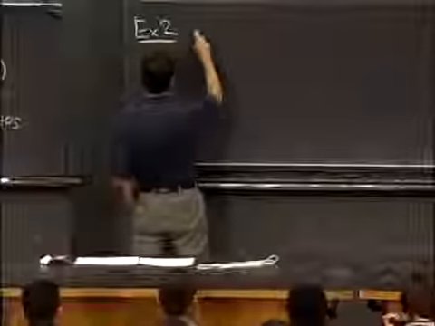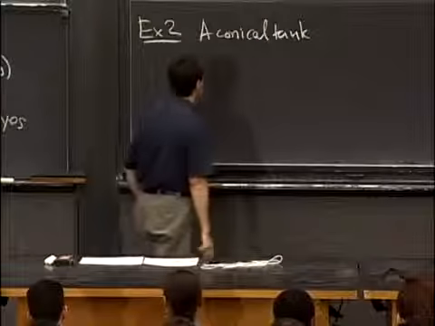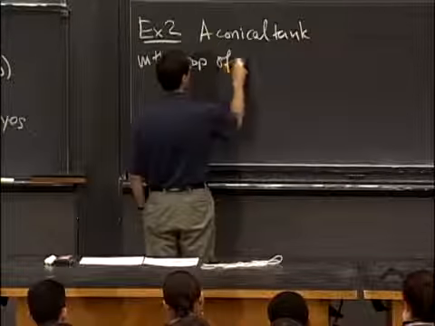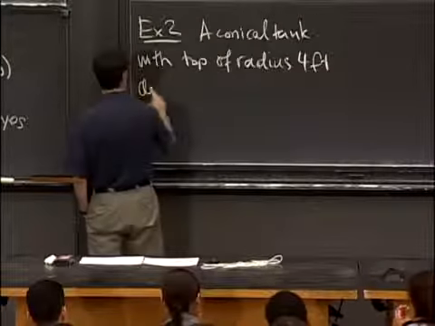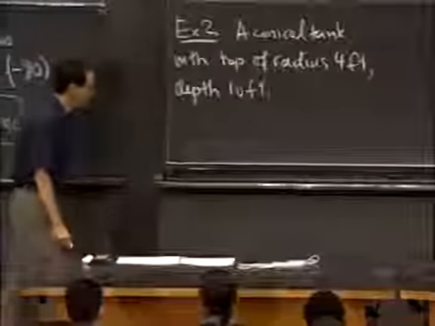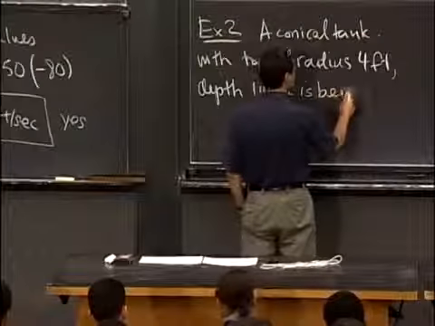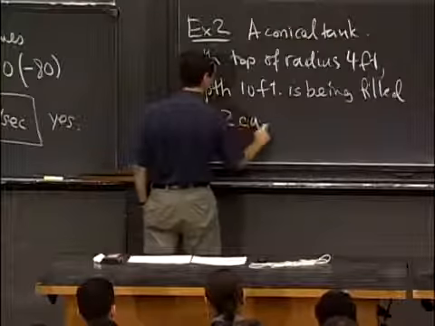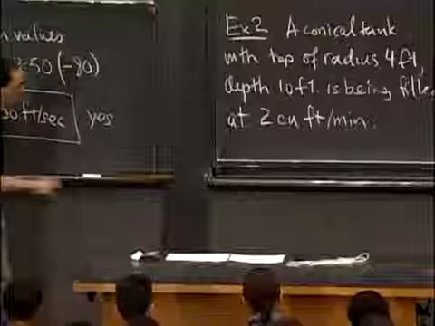you have a conical tank, with top of radius 4 feet, let's say, and depth 10 feet. That's our situation. And then it's being filled with water at 2 cubic feet per minute. So there's our situation.